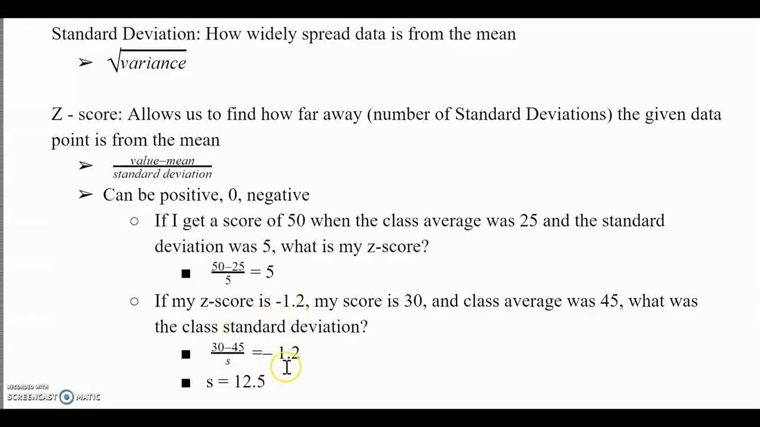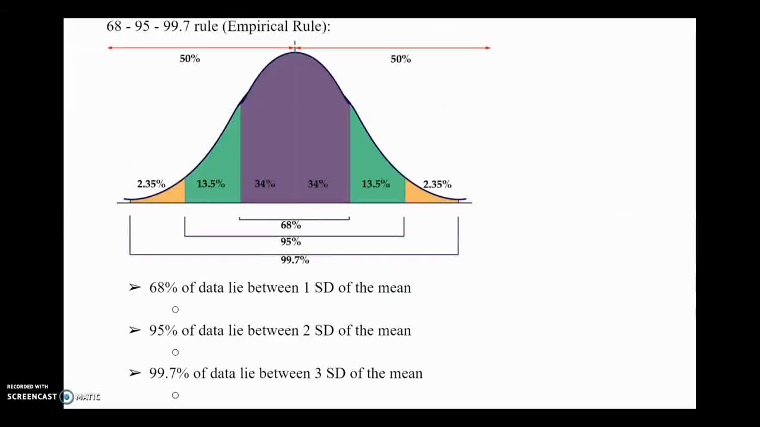If my z-score is negative 1.2, my score is 30 and the class average is 45, what was the class standard deviation? So my score minus class average divided by standard deviation gives me my z-score. The standard deviation is 12.5.